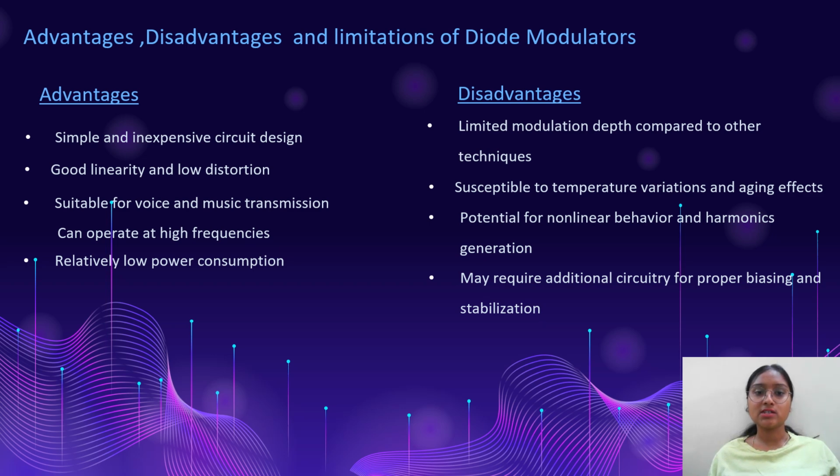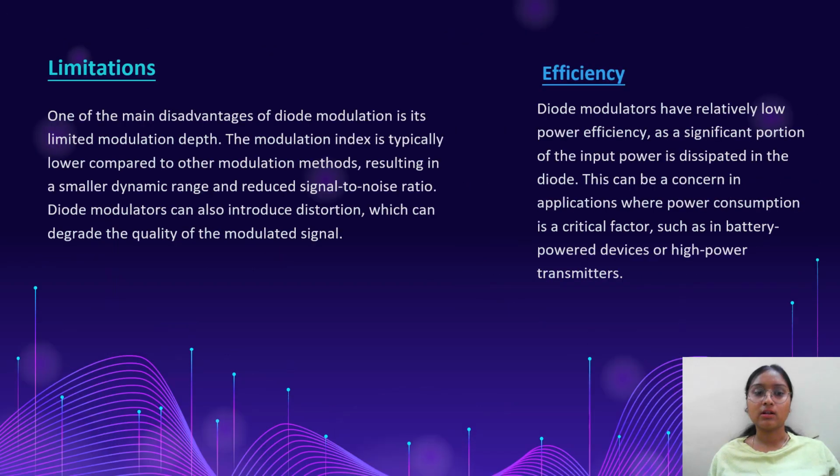Advantages, disadvantages and limitations of diode modulators. Advantages: simple and inexpensive circuit design, good linearity and low distortion, suitable for voice and music transmission, can operate at high frequencies, relatively low power consumption. Disadvantages: limited modulation depth compared to other techniques, susceptible to temperature variations and aging effects, potential for nonlinear behavior and harmonics generation, may require additional circuitry for proper biasing and stabilization.